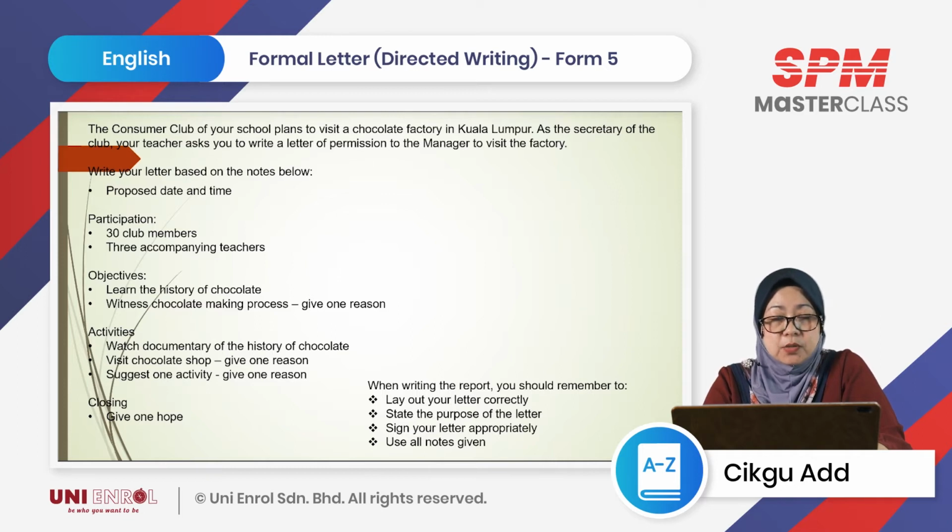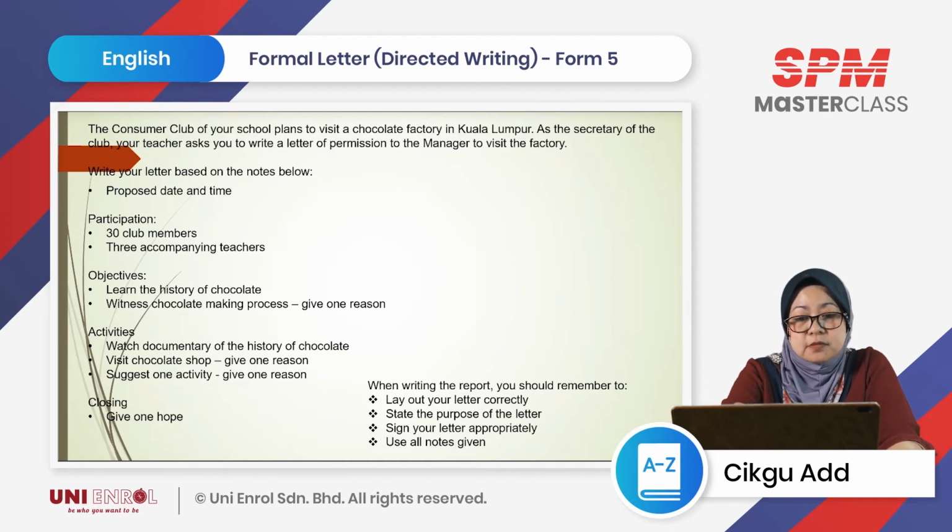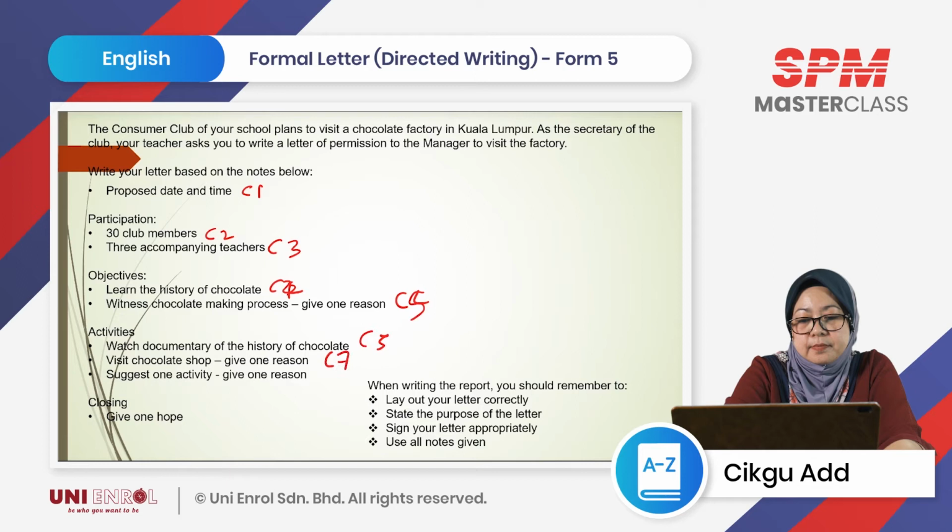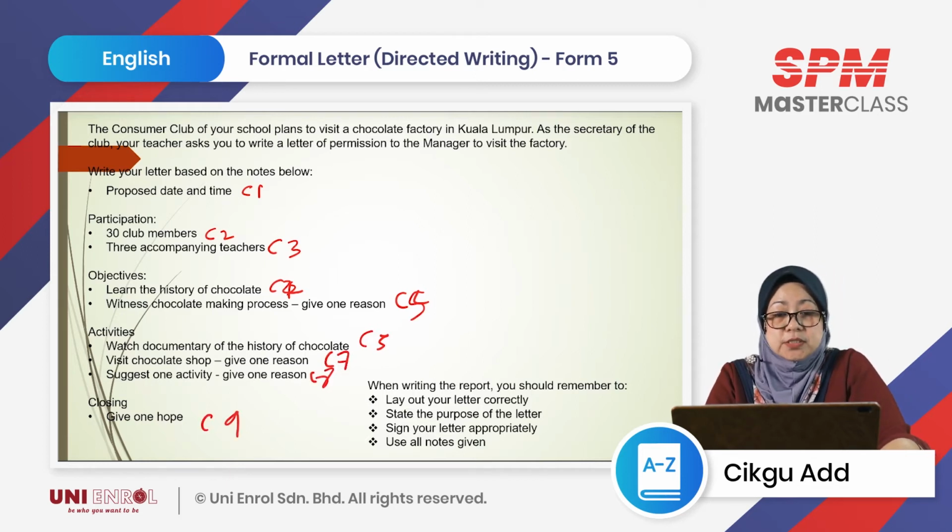What I'm going to do right now is to use back the C contents so that I would know where to put my paragraphs. For example, my proposed date and time will become C1. Participation, 30 members will become C2, and it continues. Even though the question has 9 contents, what the students can do is elaborate the sentences.